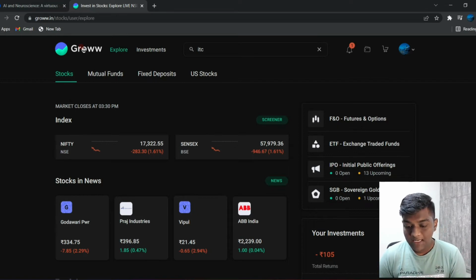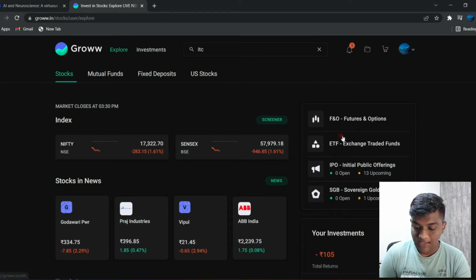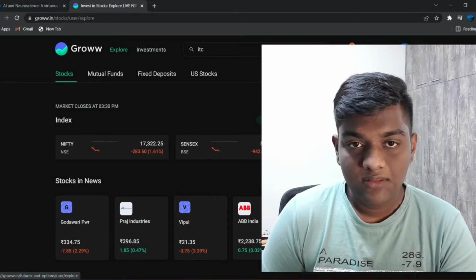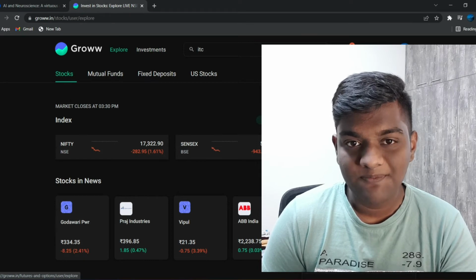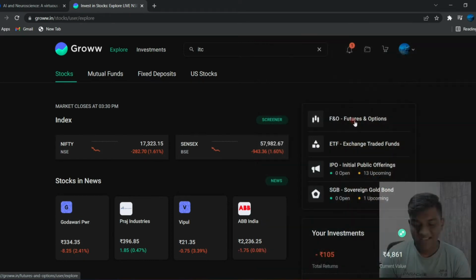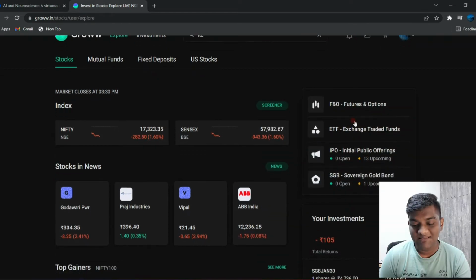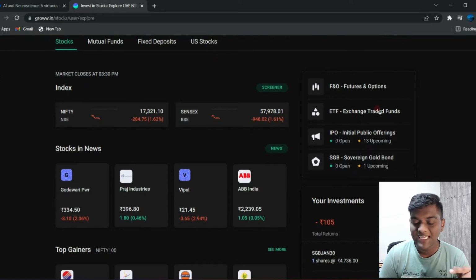So let's see about the other four options which are here. So this is futures and options. What do you expect me to say about this? Futures and options is a trading platform on which you could do intraday and overnight, but let's focus on long-term investment as of now. One, this is ETF, exchange traded funds.